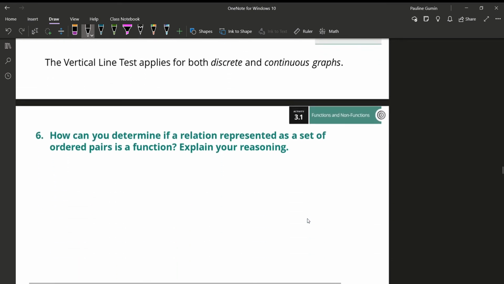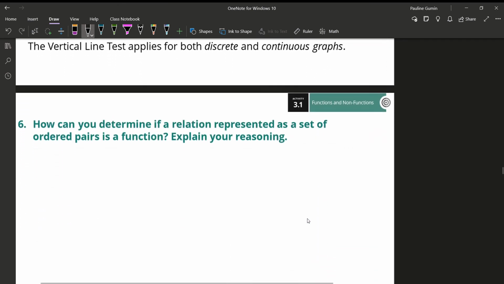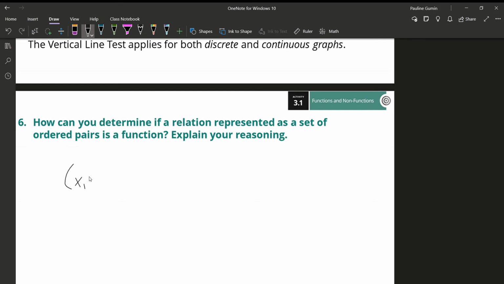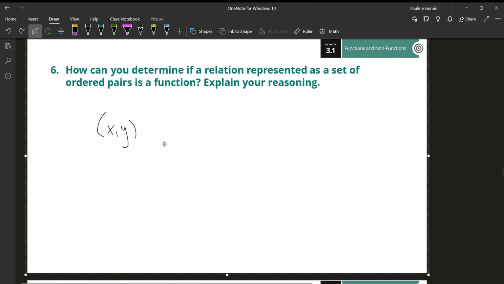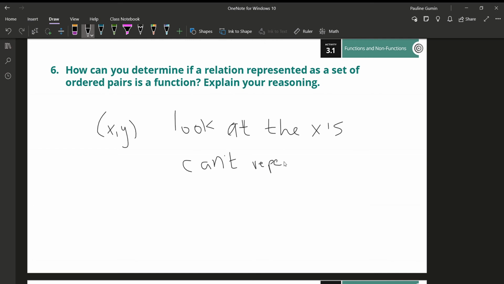So that's all we do if we have a graph. If we have a bunch of ordered pairs, so a bunch of points like this, x comma y, we look at the x's. The x's can't repeat.